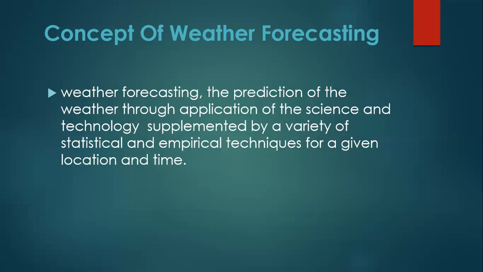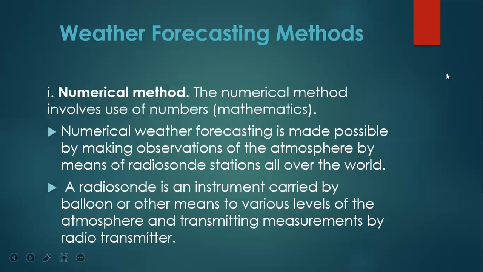Now, let us see weather forecasting methods. There are various ways you can predict the weather. The following are just a few of the methods of weather forecasting. The first one is the numerical method. This numerical method involves the use of numbers, here talking about mathematical calculations. So basically it uses mathematics.